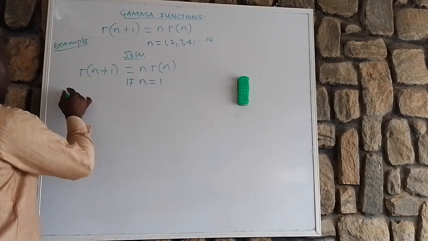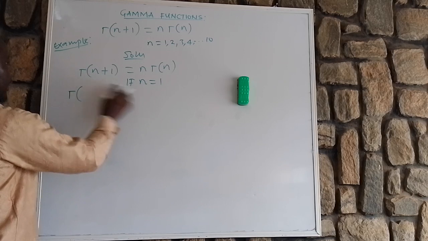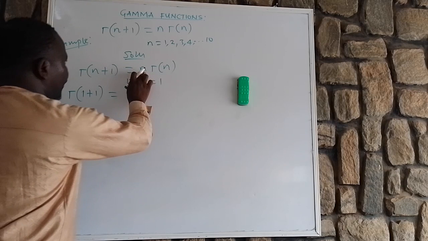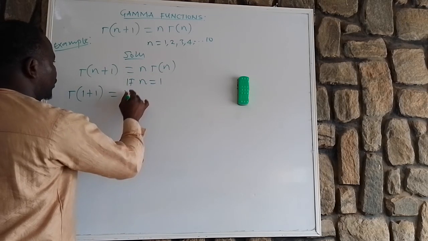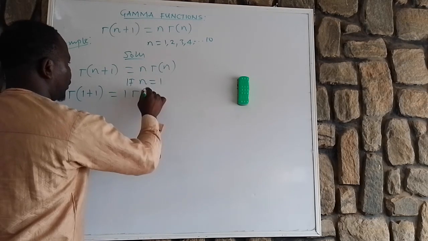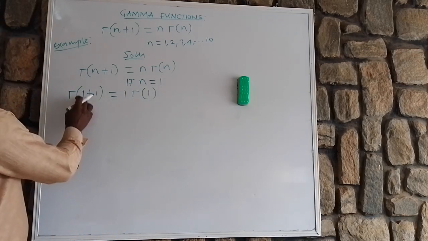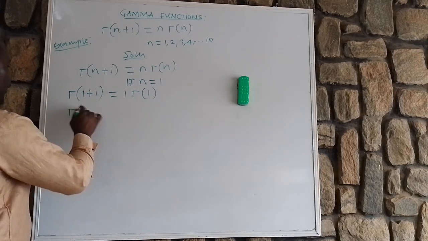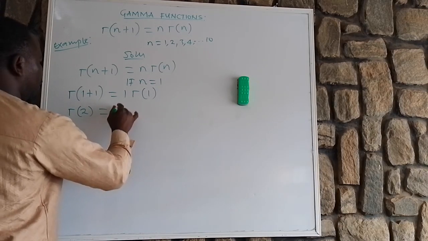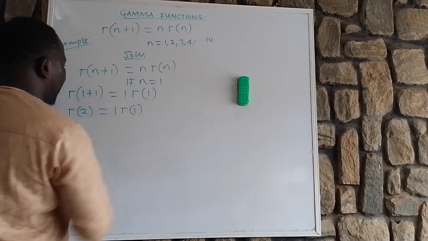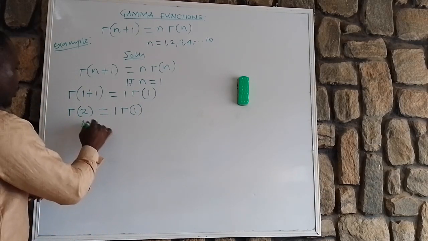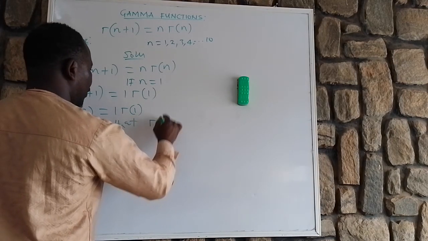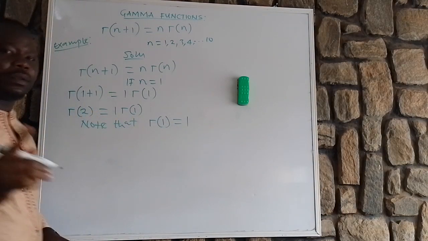So look at it. Our gamma of n plus 1 is 1 plus 1, which is equals to what we have here, n gamma of n. Your n is 1, gamma of 1. Then the left hand side will now be 1 plus 1, which is 2. So gamma of 2 is equals to 1 gamma of 1. But note that gamma of 1 is equals to 1. Please take note. Are you following?